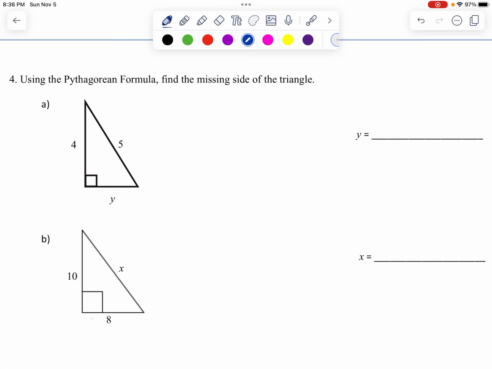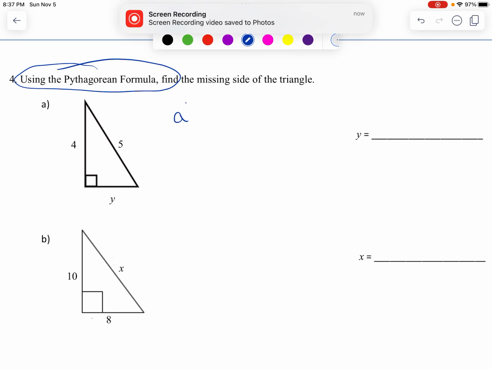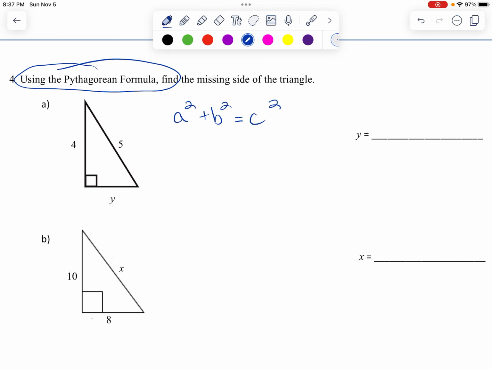So the problem is telling you to use the Pythagorean theorem. The Pythagorean theorem is a squared plus b squared equals c squared. Now, the hypotenuse always has to be the c value. So make sure, now to recognize where the hypotenuse is, it's always going to be across from that right angle.